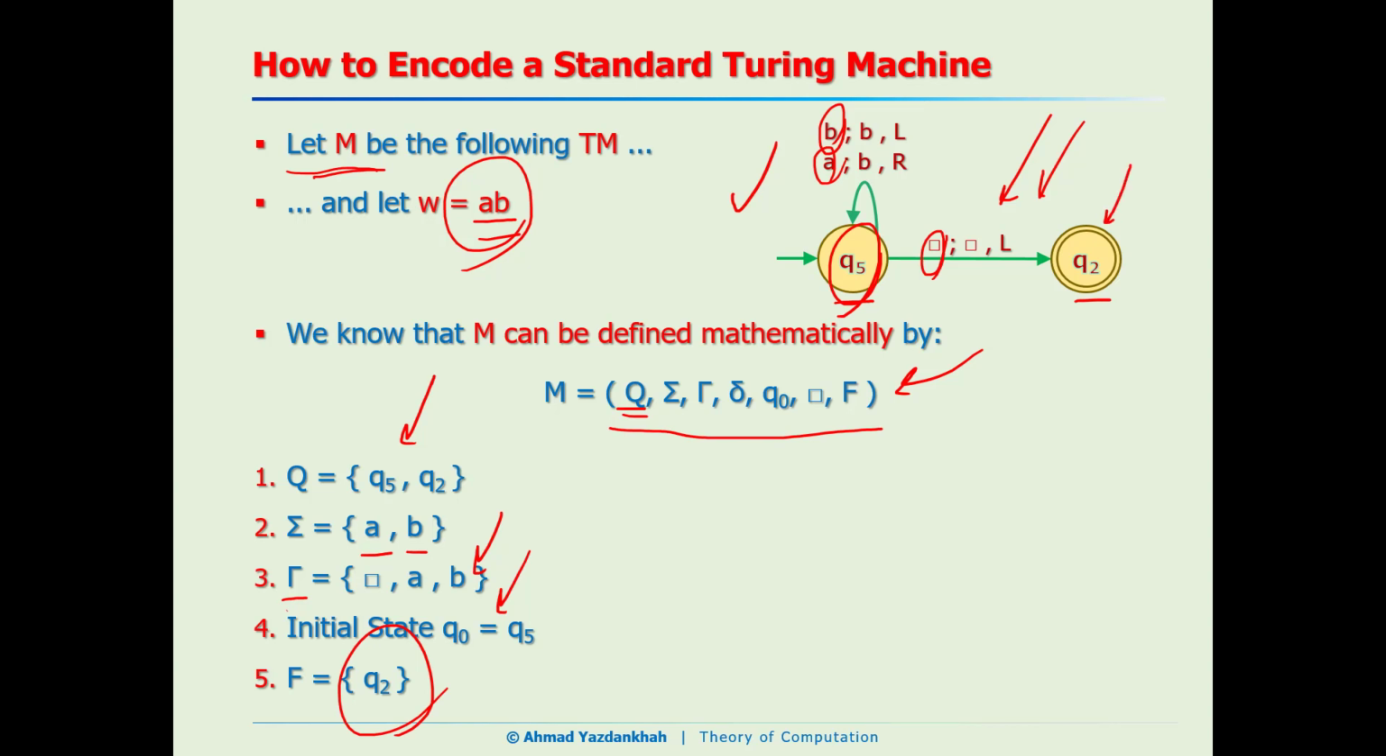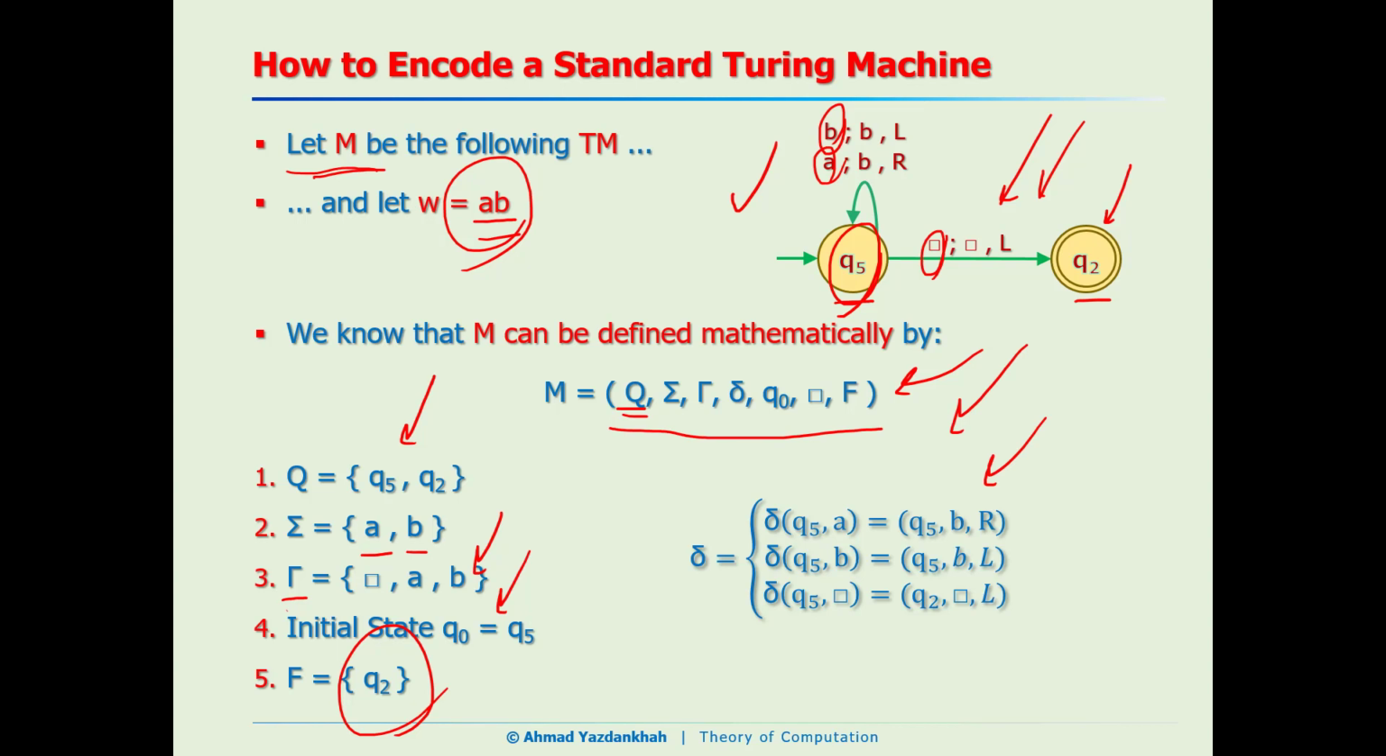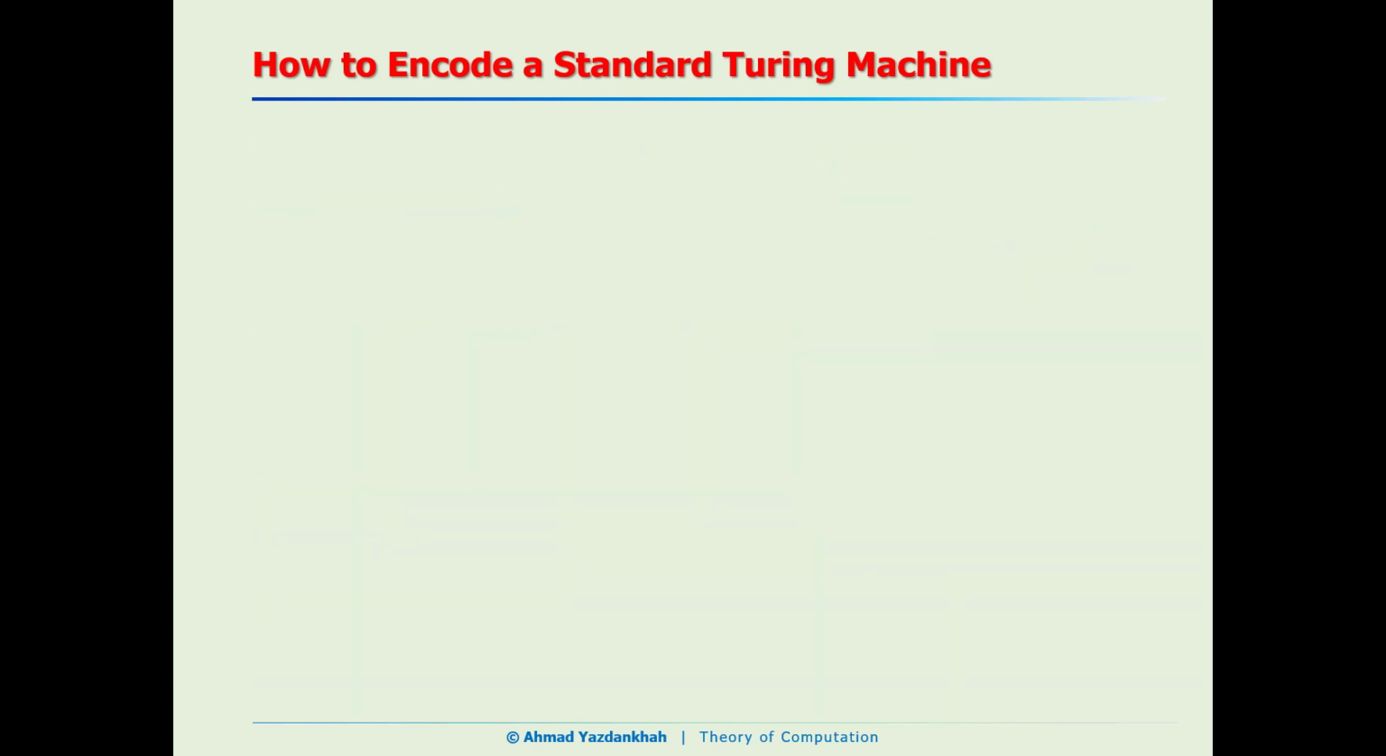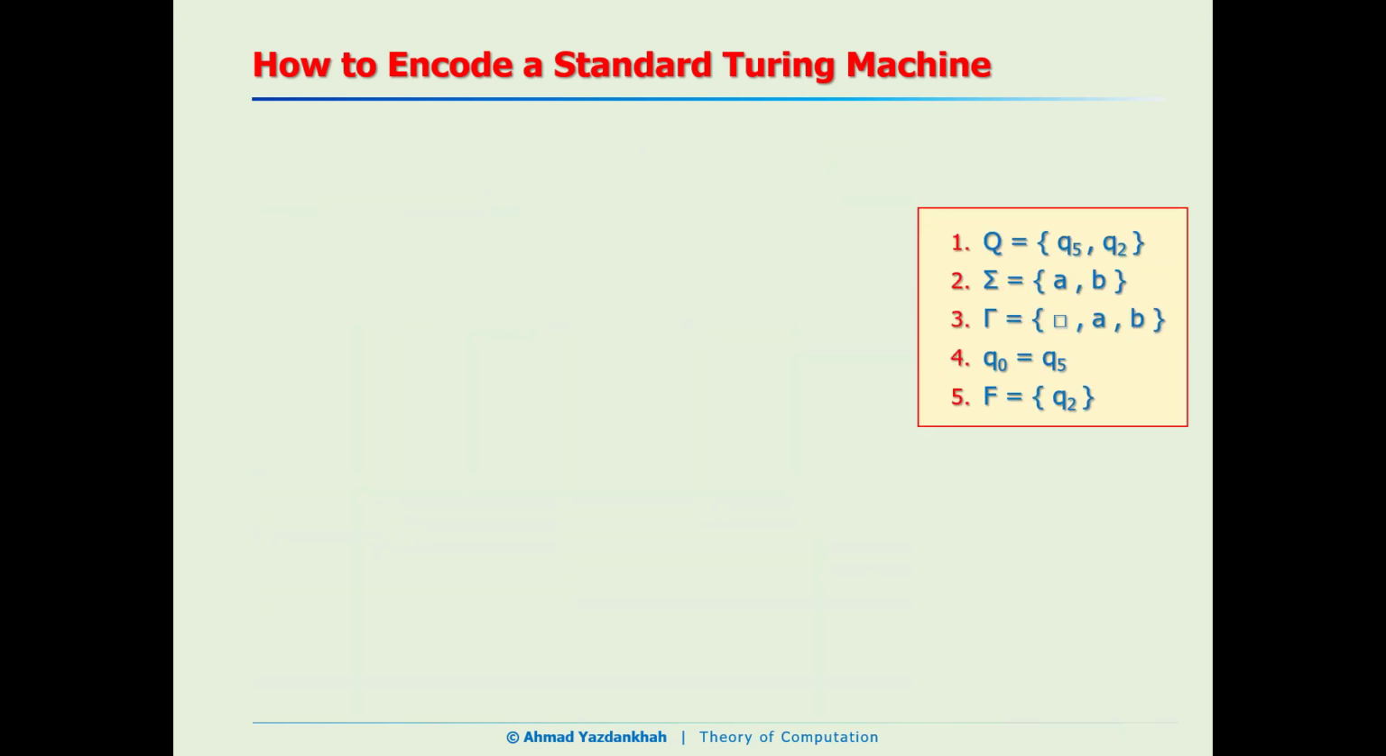We have only one. And what are the sub rules of the transition function? We already know what these are, so we don't need to be worried about the detail of this. Okay, now the question is, how can we encode all of this stuff?